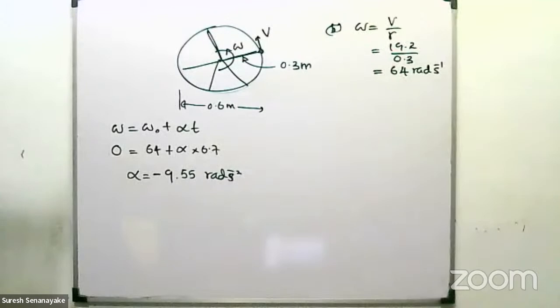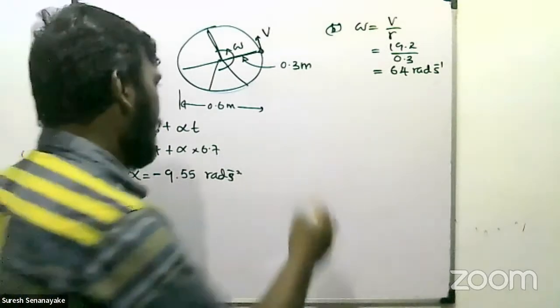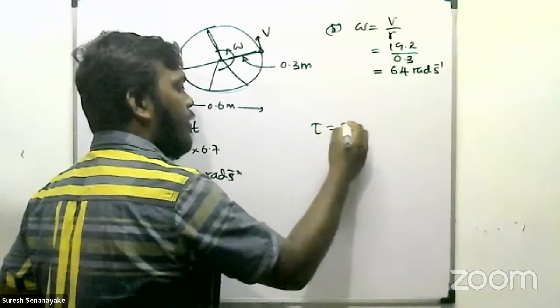This torque is a negative torque. That means we call it a frictional torque because it helps to take the wheels to rest. It reduces the angular velocity. So it's a frictional torque. It's not a torque applied to make the motion. It's the torque applied to reduce the velocity, right?